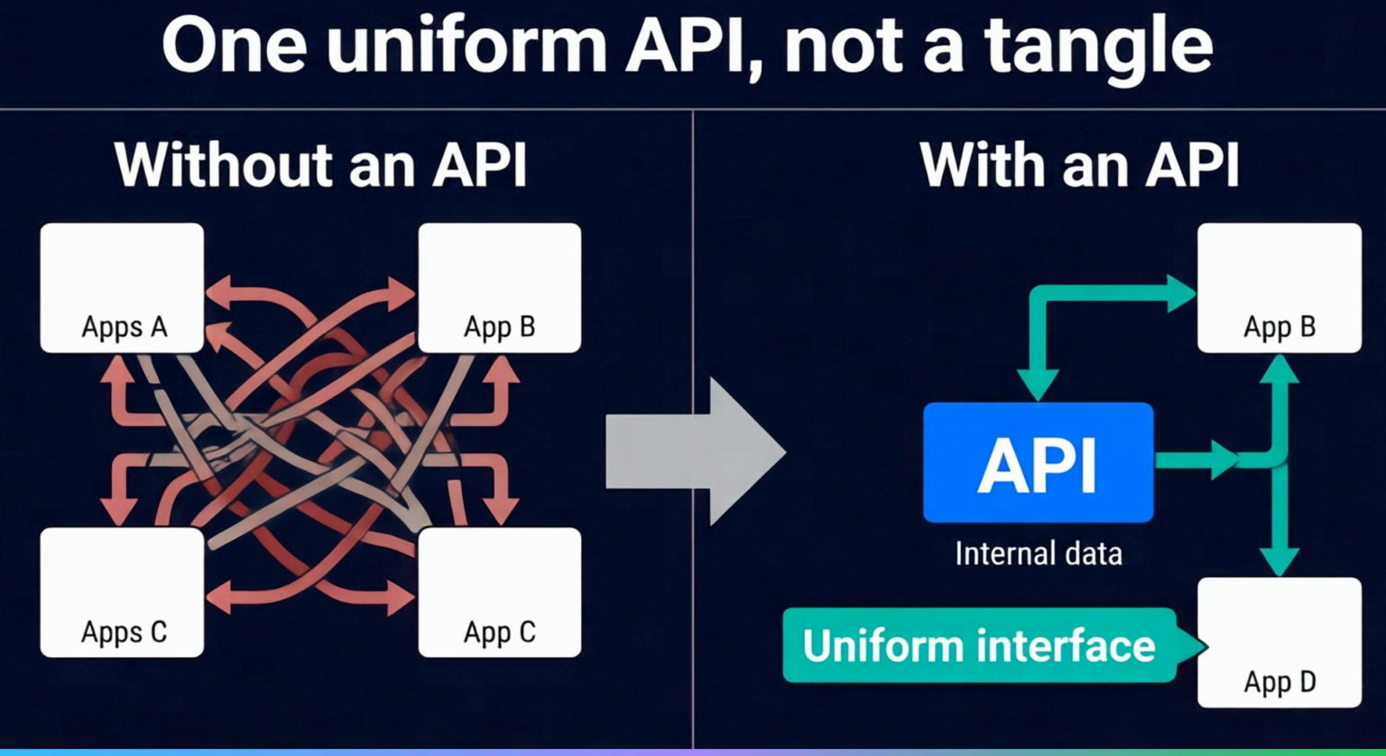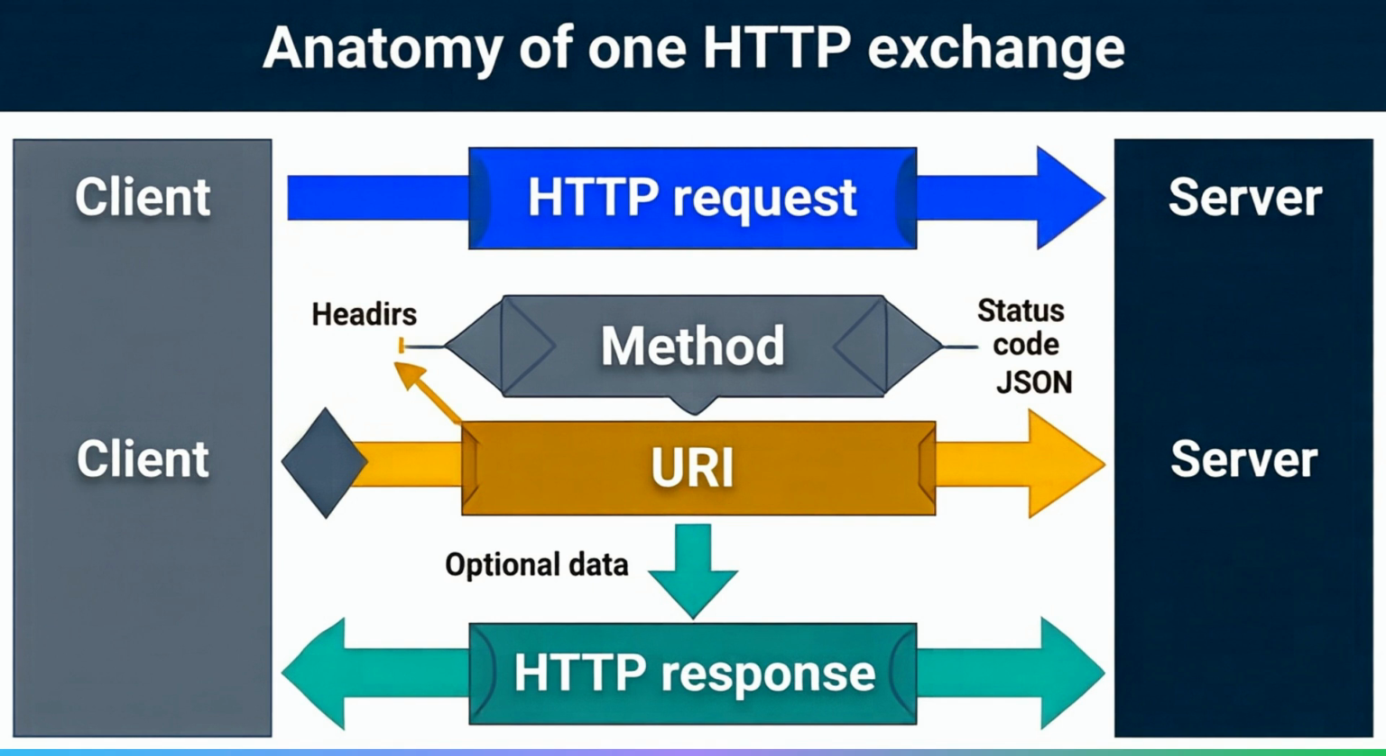In network automation, REST APIs commonly use HTTP for that conversation. HTTP uses a client-server exchange. The client sends a request to a resource. The server processes it and sends a response.